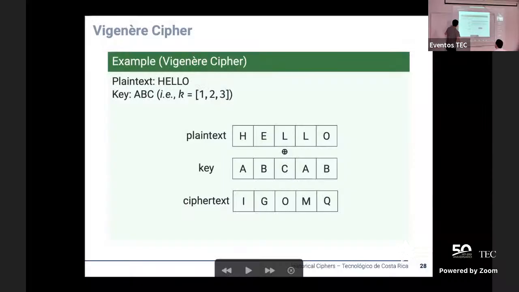We also saw there that the key was recycled, right? So the key is here ABC, and it's again ABC. So if there was the letter H here and the letter H here, it would be replaced by the same symbol. So it would result in the same ciphertext.